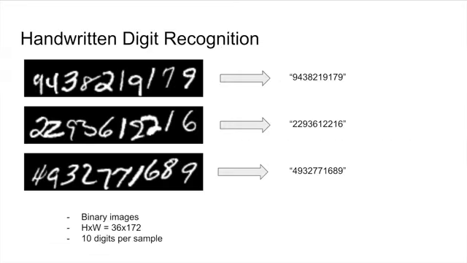The practical problem that we're going to apply CTC to is a handwritten digit recognition problem. We have a data set of images, each one containing a sequence of digits. For now, to simplify things, it's going to be a fixed number of digits. We're going to pick 10 per sample. We're also going to constrain the size of each image to 172 pixels wide and 36 pixels tall. So the goal is that given an image, we're going to output the correct digit sequence.